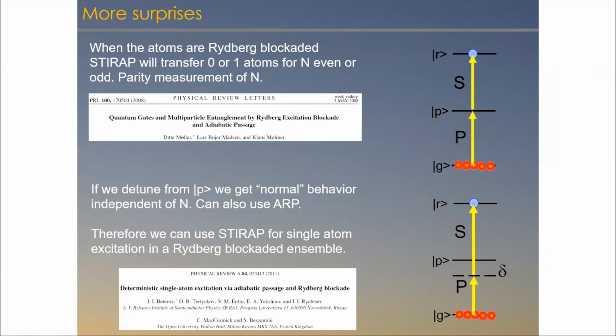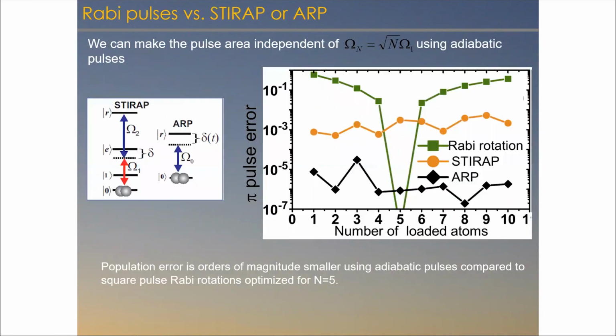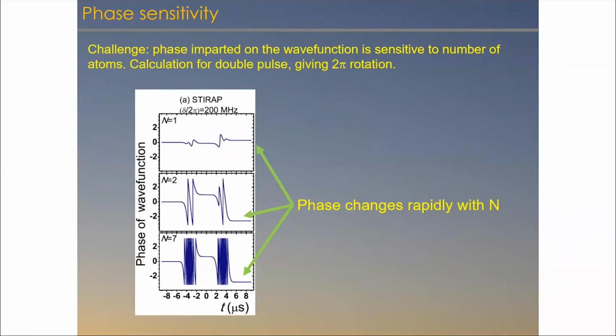Again, I'm just trying to give you a flavor here. It would take too long to go into the details of why this exactly is, but these are the papers that explain it. And so if you detune from that state, you can excite a single atom independent event. And so that's cool because you can make the pulse area independent of the number of atoms in the ensemble. And then you can really think about doing quantum gates with ensemble qubits without having to know how many atoms you have in the ensemble.